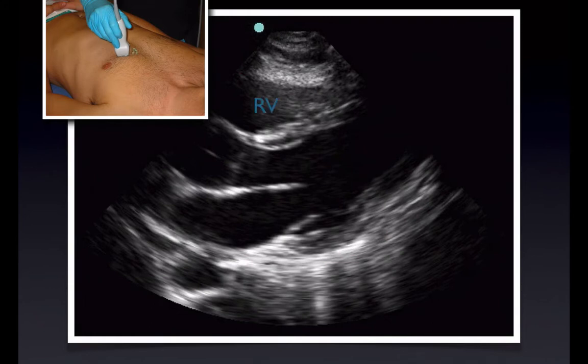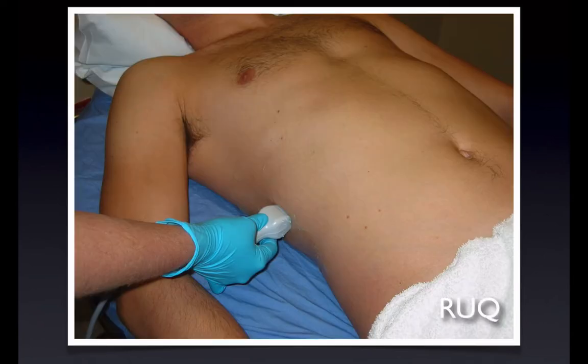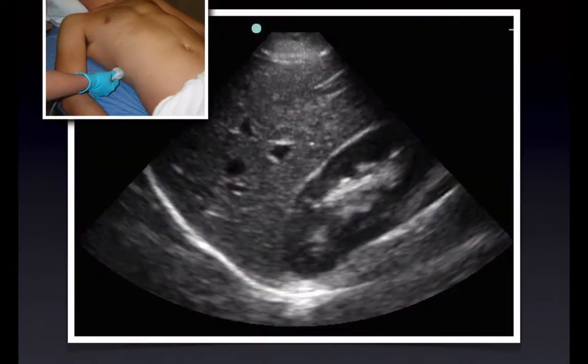You want to be deep enough that you are able to see the pericardium. The pericardium looks hyperechoic, and you don't want to be superficial, because if you do have a pericardial effusion, it's going to be, just by gravity, in the posterior portion of your screen.